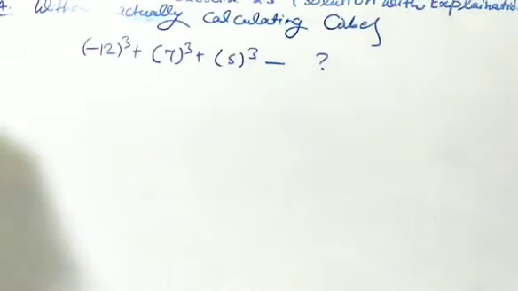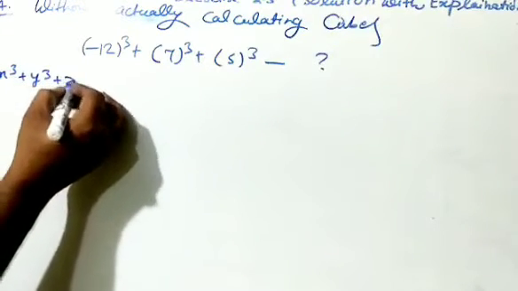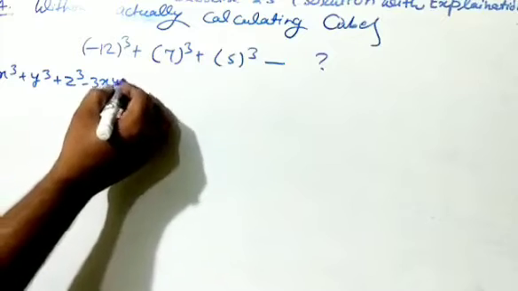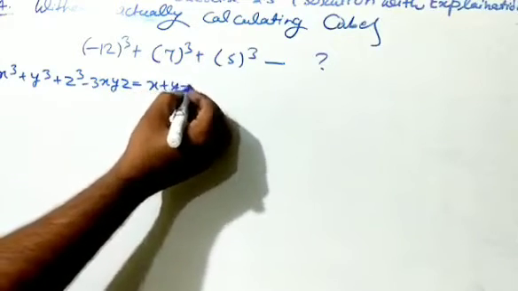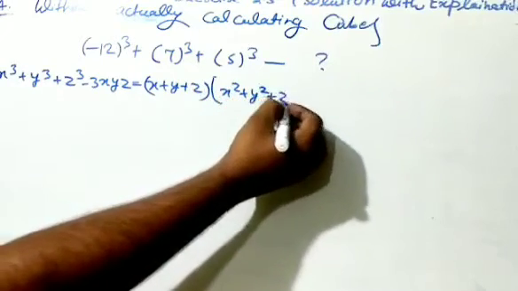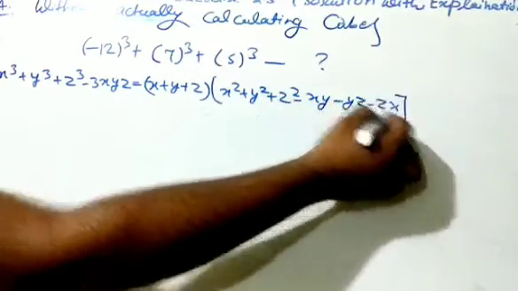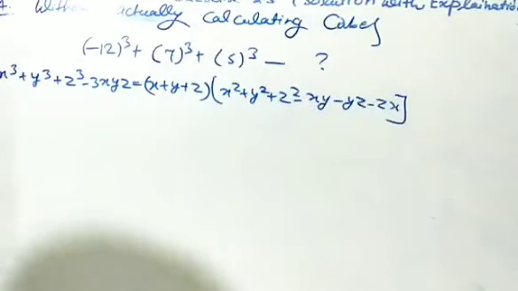Next question number 14. Without actually calculating cubes, we have to find (minus 12) whole cube plus 7 cube plus 5 cube. For solving this question, we need an identity. The identity will be x cube plus y cube plus z cube minus 3xyz equals (x plus y plus z) times (x square plus y square plus z square minus xy minus yz minus zx). Okay, this will be an identity.